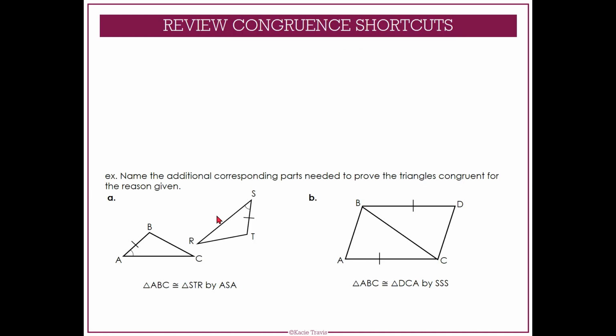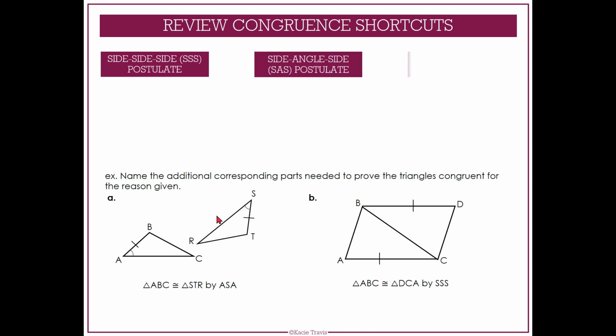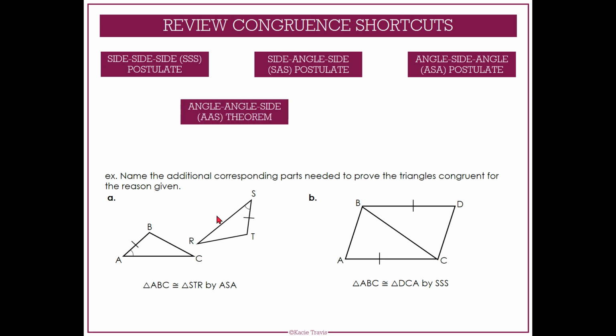So let's do a quick little review here. So remember, we have five different shortcuts that say that these triangles are congruent. First one we got is the side side side postulate. We got side angle side, angle side angle, angle angle side, and the hypotenuse leg theorem. So all five of these will lead you to tell if two triangles are congruent, just like how the names are written out for the postulates and theorems. These are exactly what you're looking for.